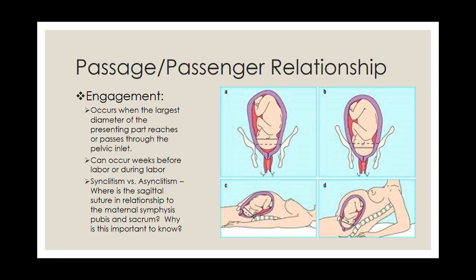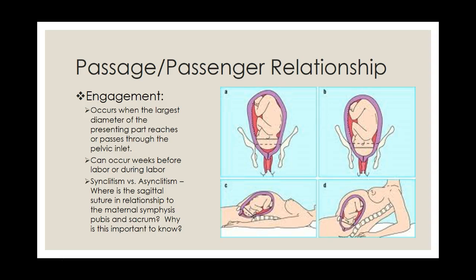There are a couple of different terms that go along with engagement. Synclitism versus asynclitism. And what this means is, where is the sagittal suture in relationship to the maternal symphysis pubis and sacrum? And we'll talk about why this is important to know. So the sagittal suture, you've got to remember, is that suture between the anterior and the posterior fontanelle, so that one right down the middle of the head. So where is that suture in relationship to the symphysis pubis and the sacrum of mom? We all know the symphysis pubis is on the top of the mom's pelvis or anterior, and the sacrum would be posterior. So synclitism occurs when the sagittal suture is midway between the symphysis pubis and the sacral promontory.